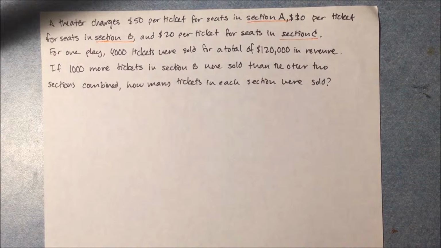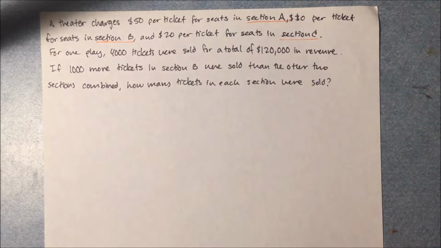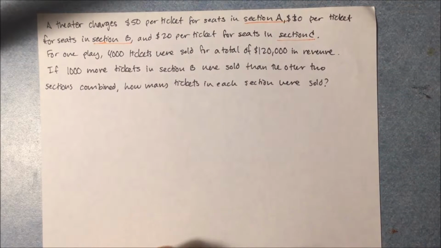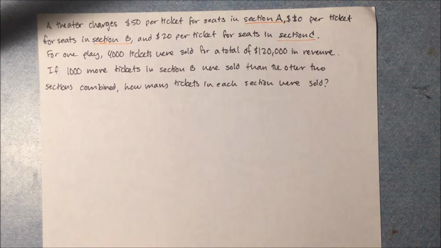Okay, so this is a word problem for systems of linear equations in 3 variables. When I read these word problems, I always try to find at least 3 different things that I am going to be relating to each other. I just try to find those 3 and label them X, Y, Z, generically.